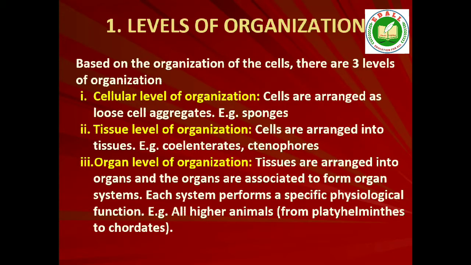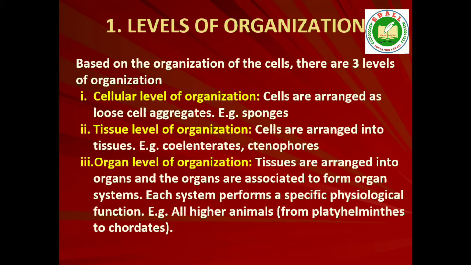First is levels of organization. Though all members of Animalia are multicellular, all of them do not exhibit the same pattern of organization of cells. For example, in sponges, the cells are arranged as loose cell aggregates, that is, they exhibit cellular level of organization. Some division of labor, activities, occur among the cells.